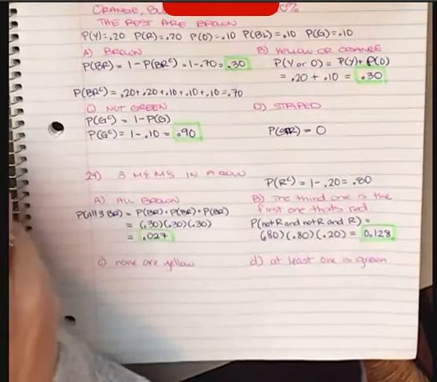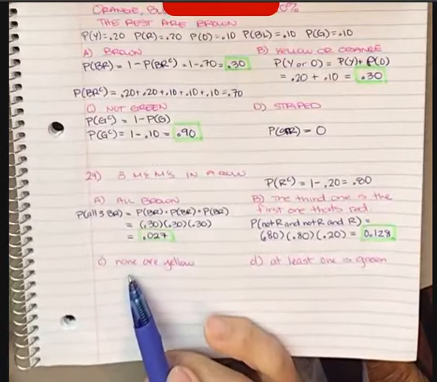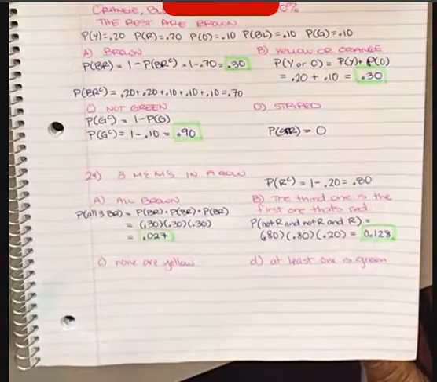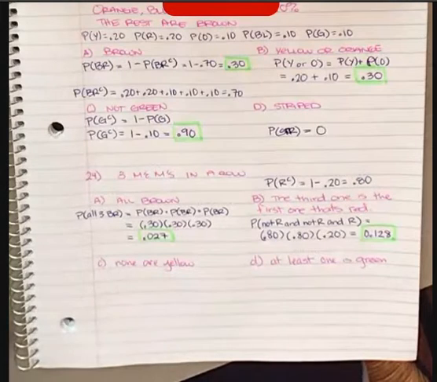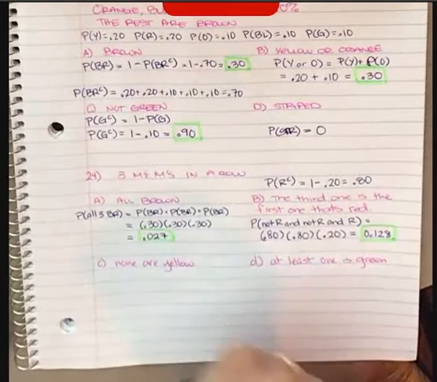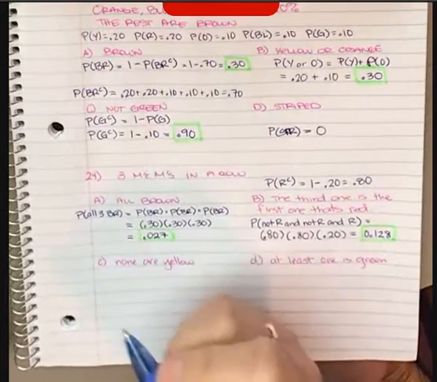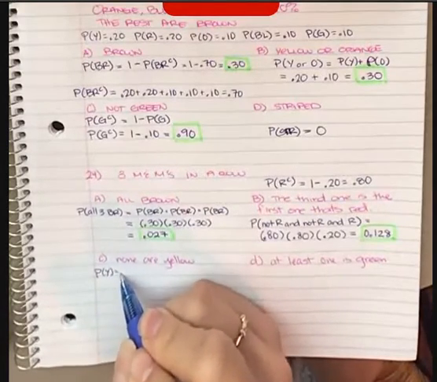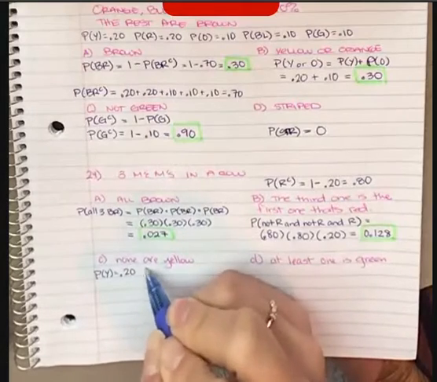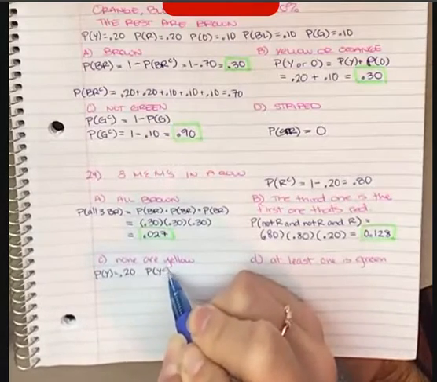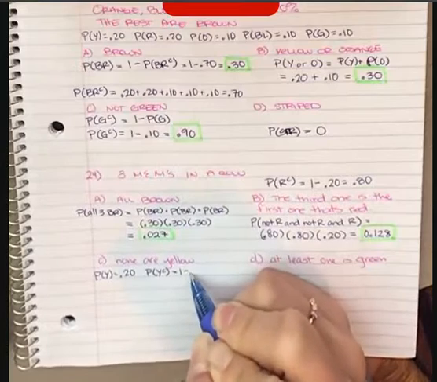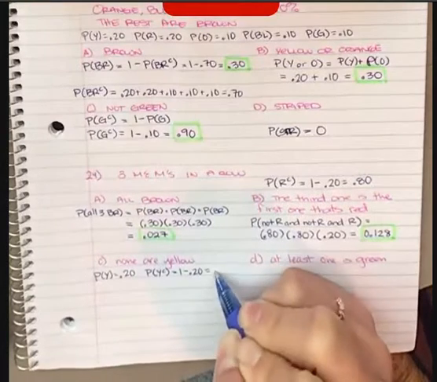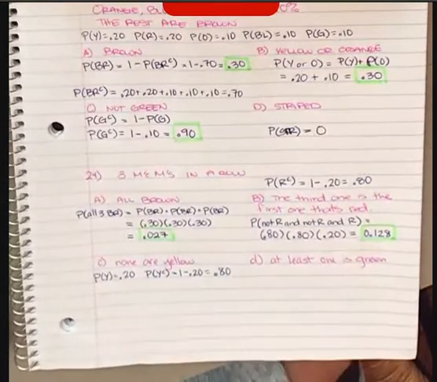Let's take a look at letter C. What's the probability that none are yellow? This means that 3 times in a row I pull and none of them are yellow. Remember, the probability of yellow was 20%. So the probability of not yellow is going to be 1 minus that, right? So the probability of not yellow is 80%.